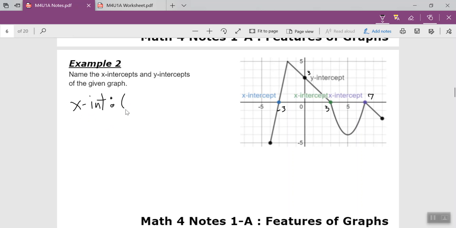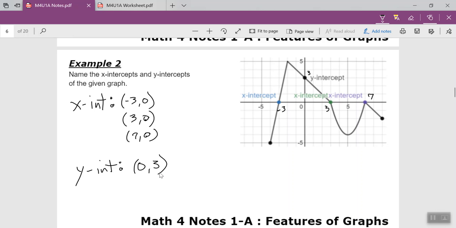full ordered pairs, like that, and then 7 and 0. And then my y-intercept is going to be 0, 3.